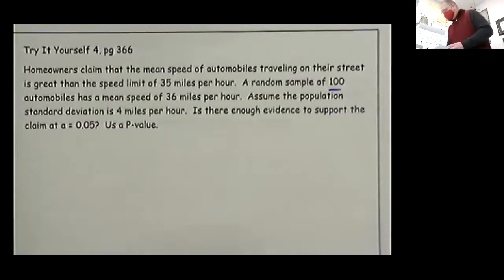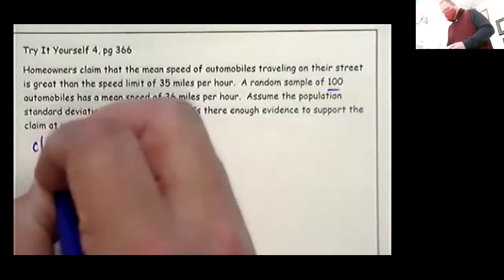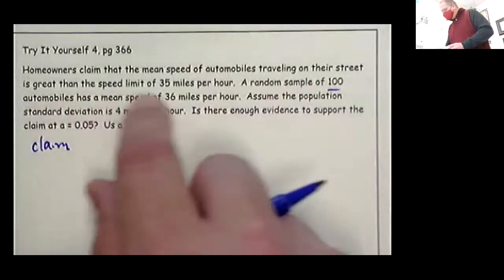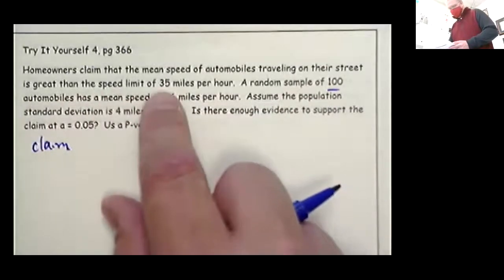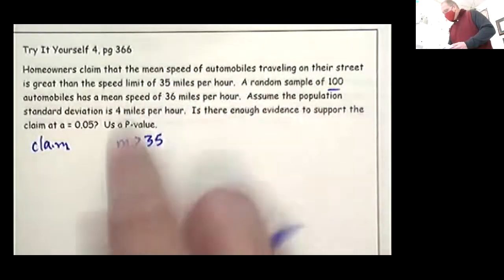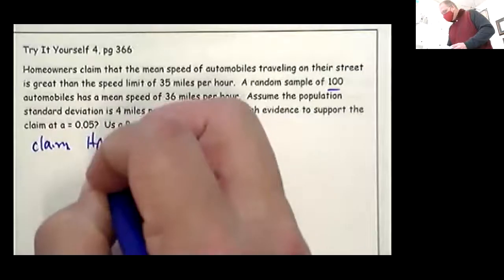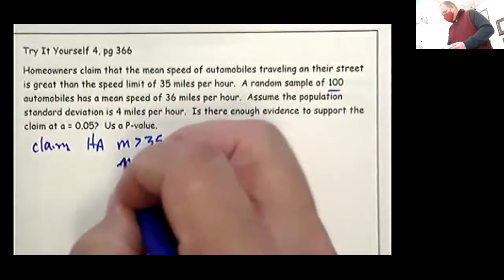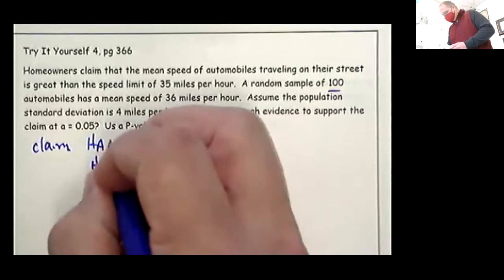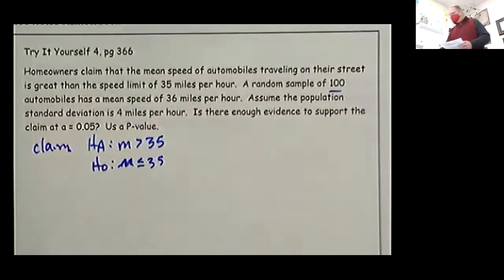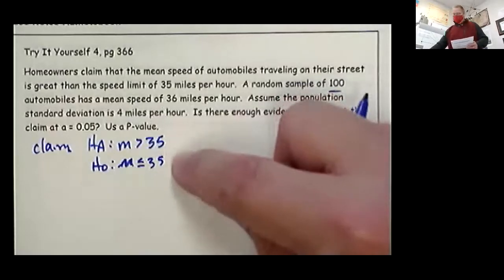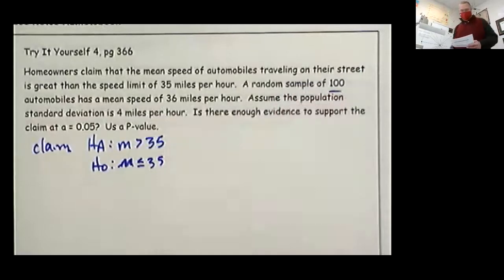Next up, we want to set our claim. They're claiming that their speed is greater than 35 miles per hour. So the mean is greater than 35. That's not an equal, so that's got to be the alternative. The opposite is mu is less than or equal to 35. That's the null. So remember, we're going to use the alternative to decide our test. We're testing the null, even though it's not our claim.